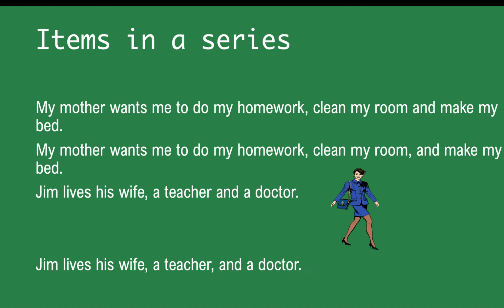If you put that comma in there, it actually states that he lives with three people. He lives with his wife, he lives with a teacher, and a doctor. So here, leaving out the comma actually changes the entire meaning of the sentence. So to make your writing clear and error-free, you need to add that Oxford comma, the last comma in the series before the coordinating conjunction.